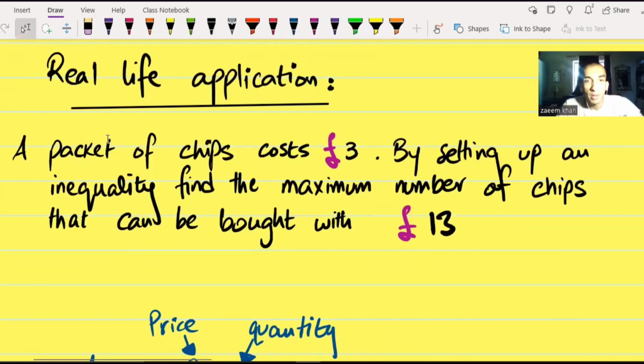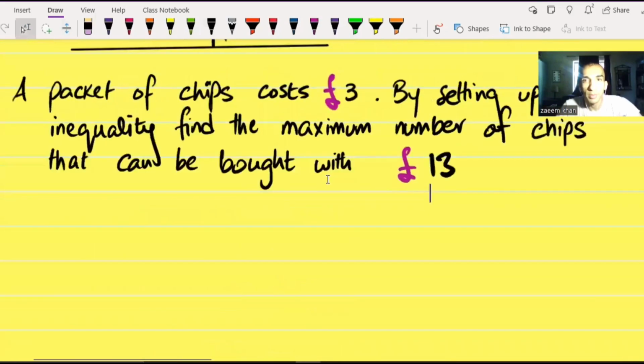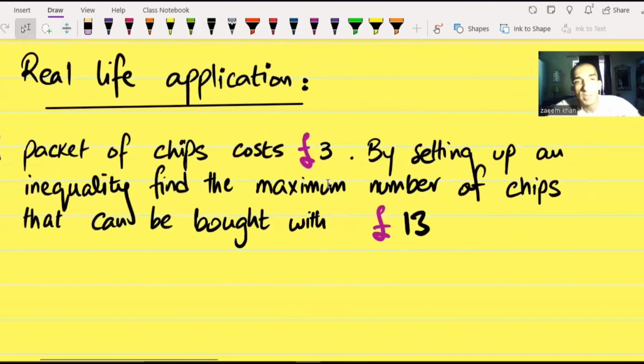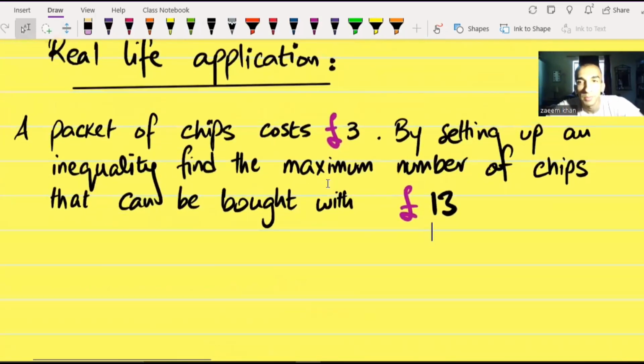If I were to ask you to solve it in the form of an inequality, how many packets of chips would you be able to buy if you have £13 and one of them costs £3? You just do 13 divided by 3. Perfect. So you're going to be able to buy 4 packets of chips exactly. How much money would you be left with?